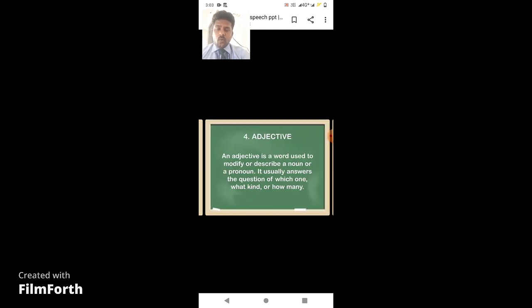Next, adjective. What is an adjective? An adjective qualifies the noun. It describes a noun. It usually answers which one, what kind, or how many. Elephant is the biggest animal, right? Giraffe is the tallest animal. Taj Mahal is the most beautiful building. Rose is the most beautiful flower. It is the cheapest metal. He is better than any other student, right?